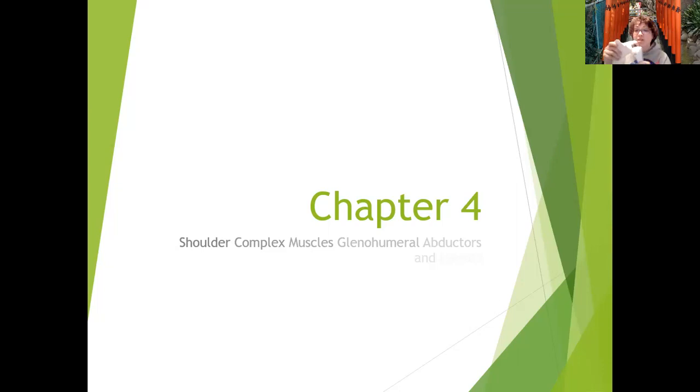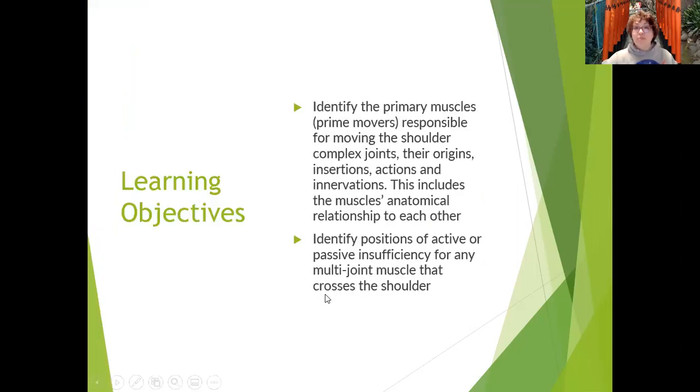Even though when we talk about a total shoulder replacement, we're replacing the head of the humerus and the glenoid fossa. We're not replacing the scapula or the acromioclavicular joint or anything like that. So even though the glenohumeral joint is not all there is to the shoulder, there's a lot going on in the glenohumeral joint. So let's talk about it.